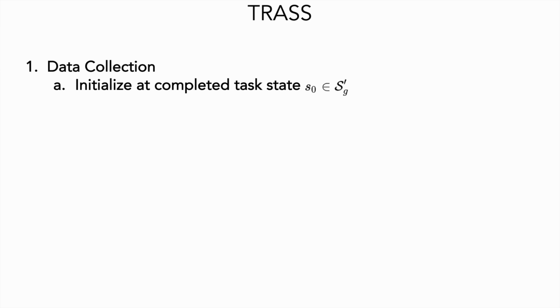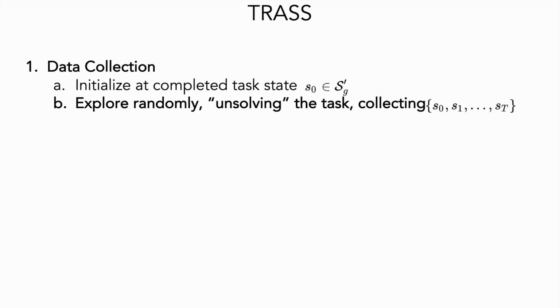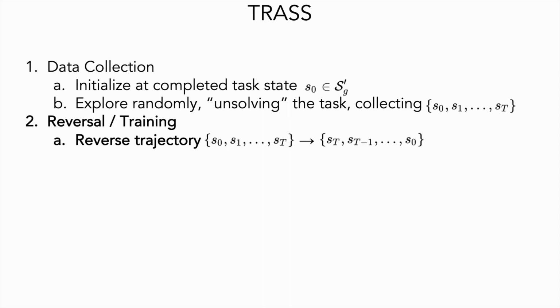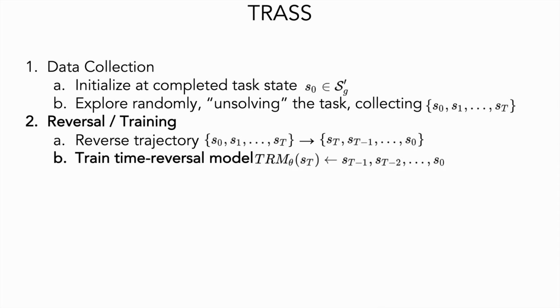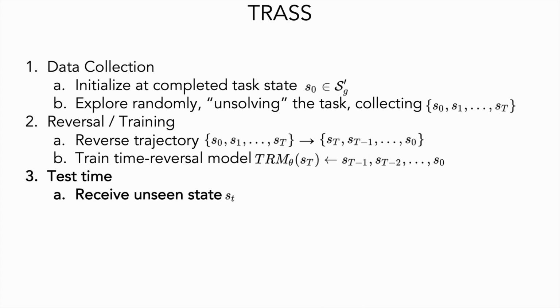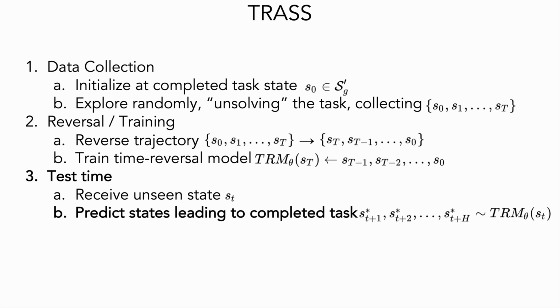Now we concretely describe our method. First, the agent resets to a completed task state S0. The agent then explores randomly, unsolving the task, collecting a sequence of states S0 to St. The agent then reverses this trajectory and trains the time reversal model to predict this reverse trajectory. Specifically, given St, the time reversal model is trained to predict St-1, then St-2, and so forth, all the way to S0. At test time, the agent receives an unseen state. The time reversal model will then predict a sequence of states that lead to a completed task.